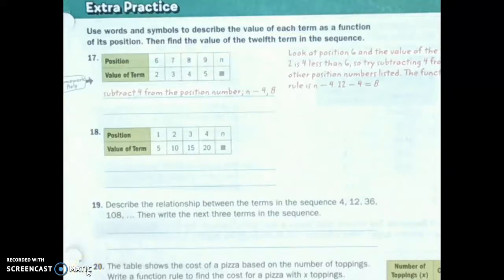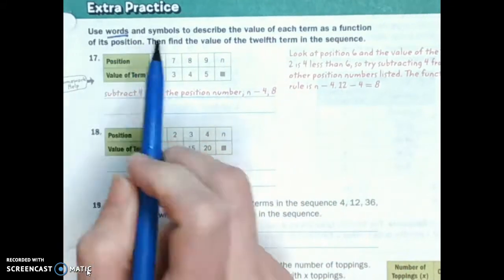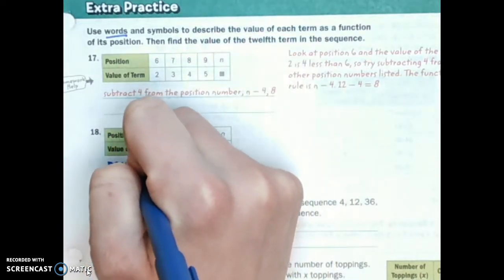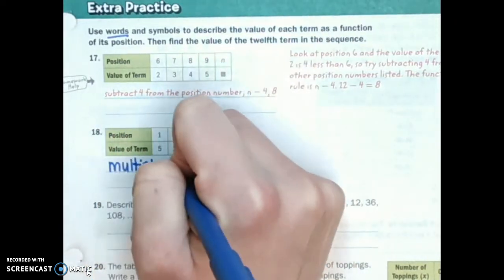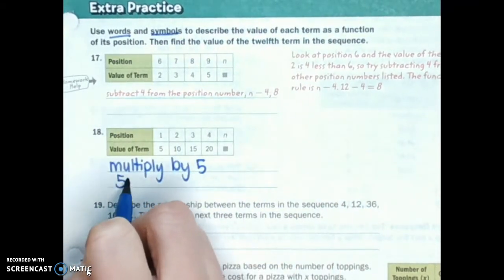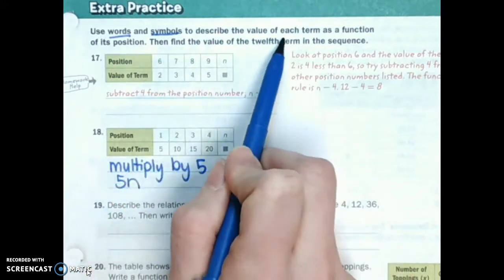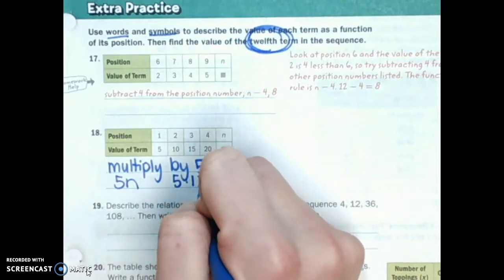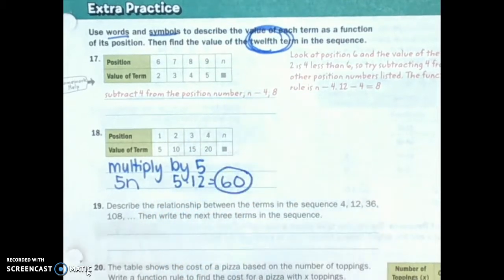Okay, let's look at what you just completed on page 593 and make sure you're changing it if you got it wrong. So on number 18, to get from the top to the bottom, you multiply by 5. So in words, you're going to write multiply by 5. Symbols, you're going to write n × 5 or 5n. And then you're going to find the value of the 12th term. So 5 times 12 is 60. And that's all you had to do on that one.